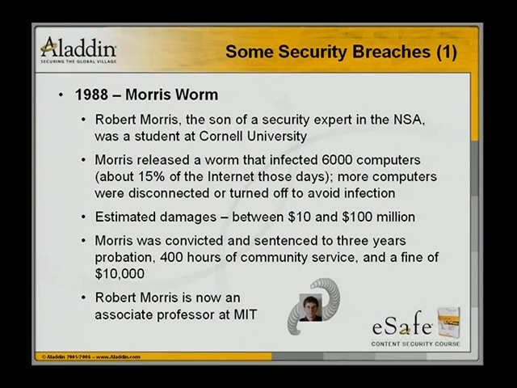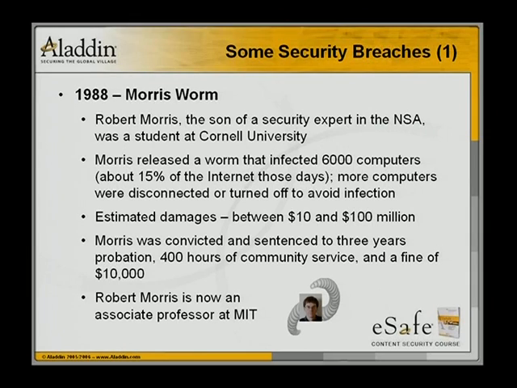Okay, so let's start with some examples of security breaches. This is quite interesting. In 1988, there was something called the Morris Worm. Robert Morris was the son of a security expert in the NSA. NSA stands for National Security Agency of the United States of America. And he was a student at Cornell University. Think that at that time in 1988, there weren't many computers on the internet. There were around 20,000 computers. So he released a worm that infected more than 6,000 computers, which is an astronomical number.